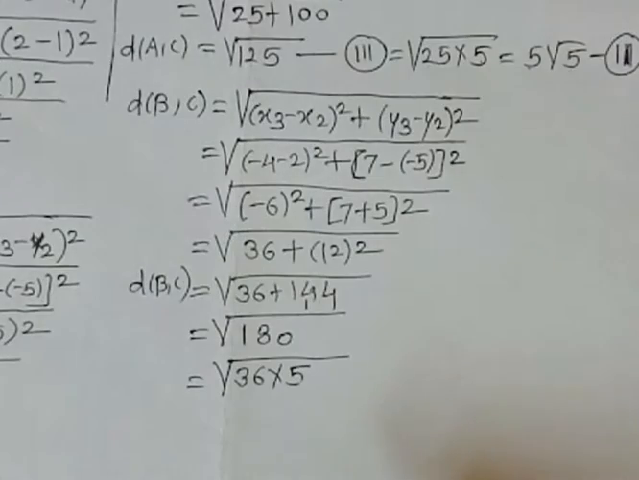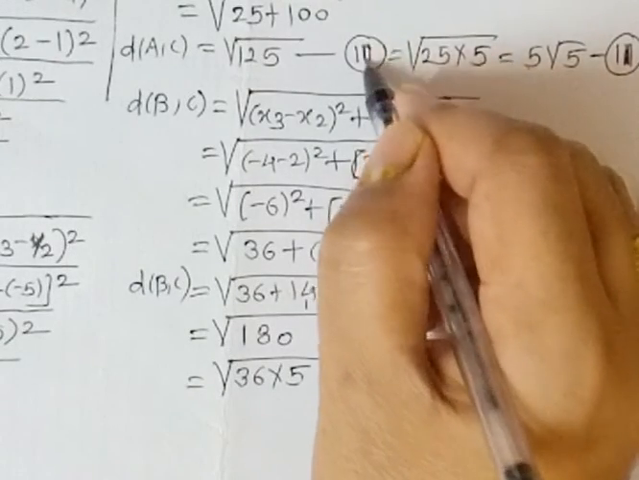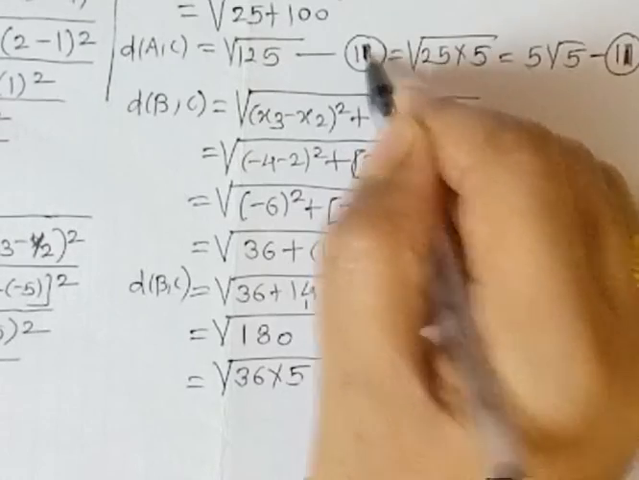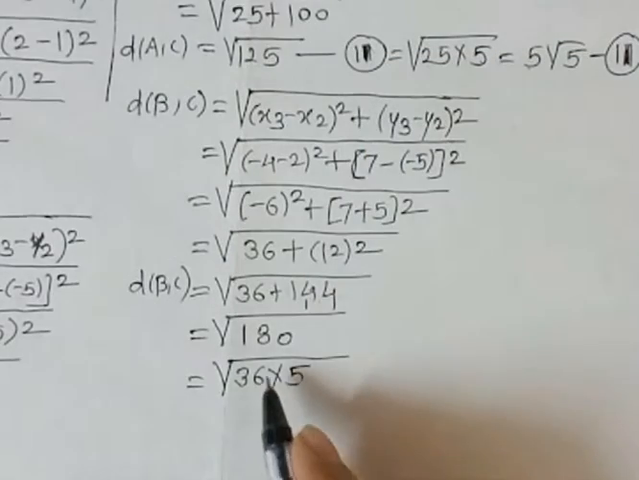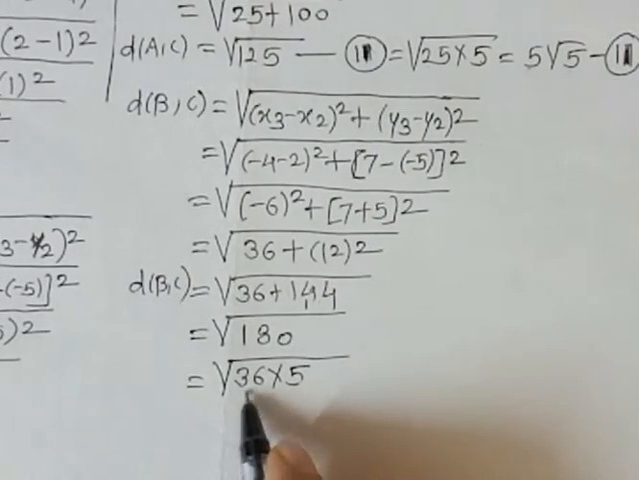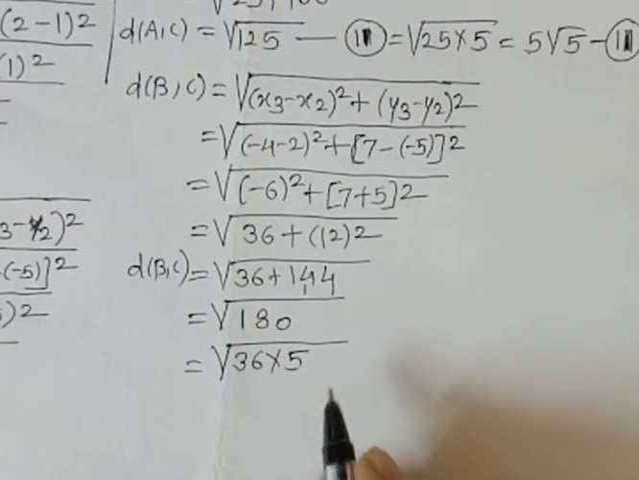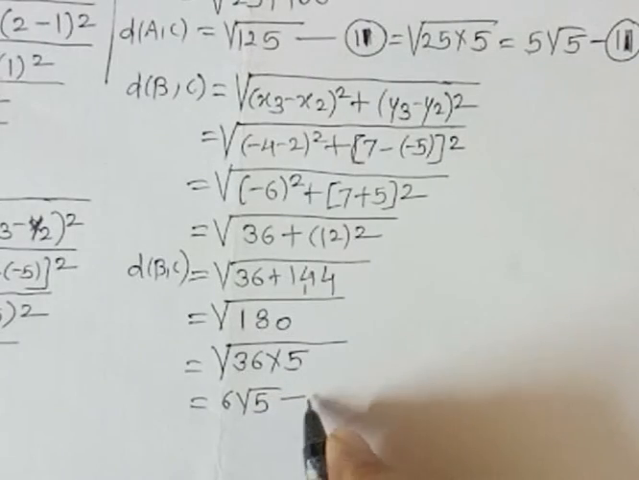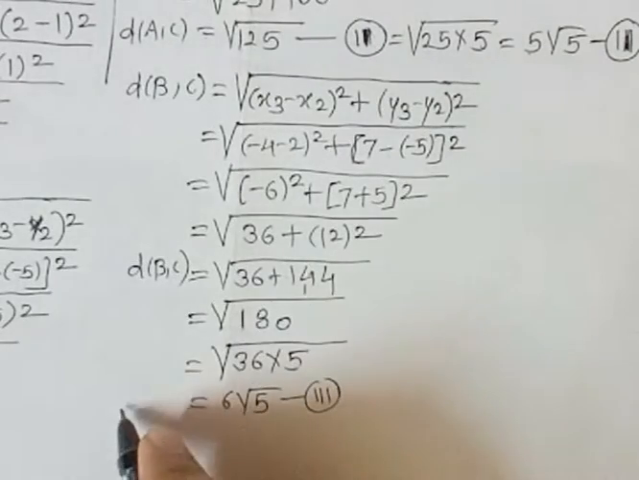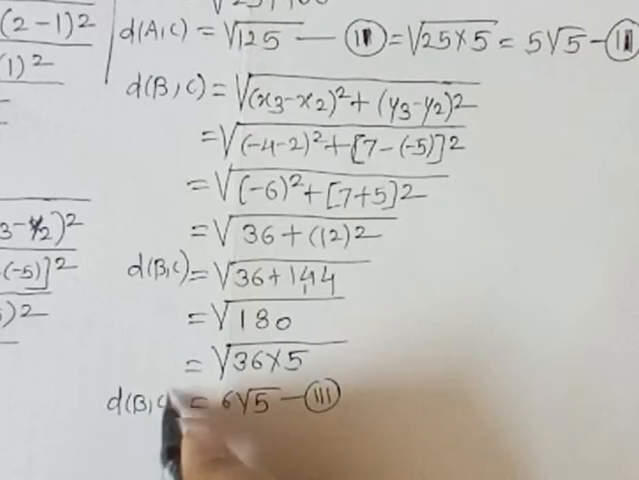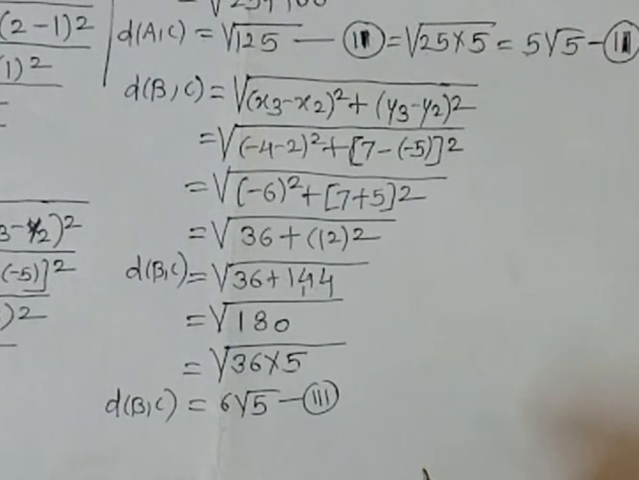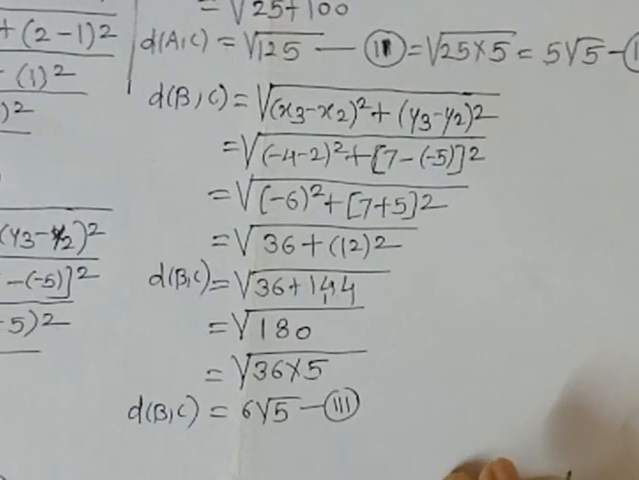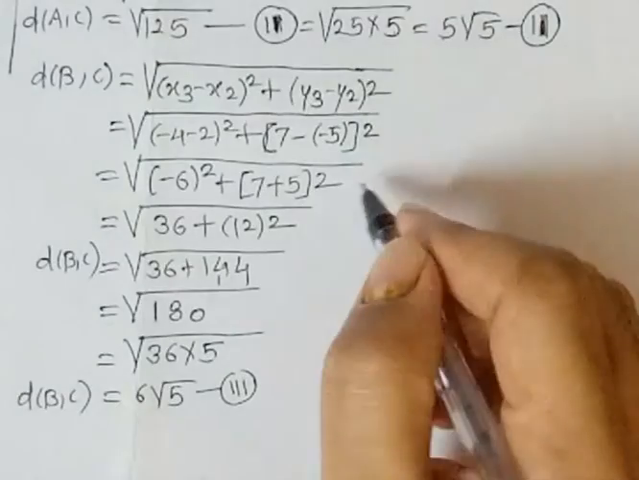Okay, this is not 3rd, this is 2nd. And see here 180, I write 180 as 36 × 5, and the square root of 36 is 6 and this root 5 is as it is. This is equation number 3rd, that is distance BC. Okay, now among these which is the greater? See here first one is AB. I write here distance AB.